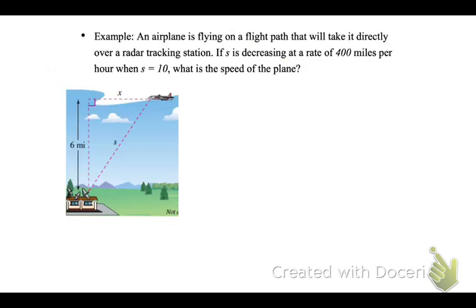Okay, and it's going to say, like in the picture, an airplane is flying on a flight path that will take it directly over a radar tracking station. If S is decreasing at a rate of 400 miles per hour when S is 10, what is the speed of the plane?